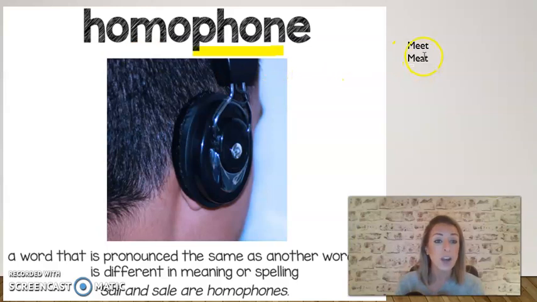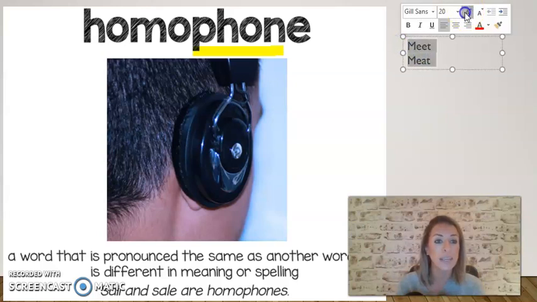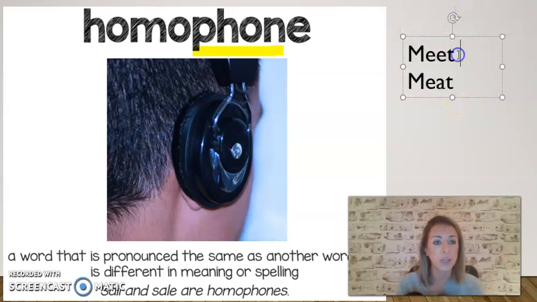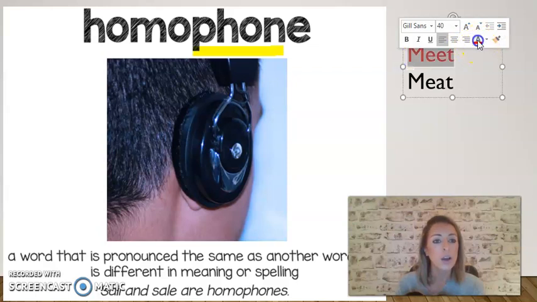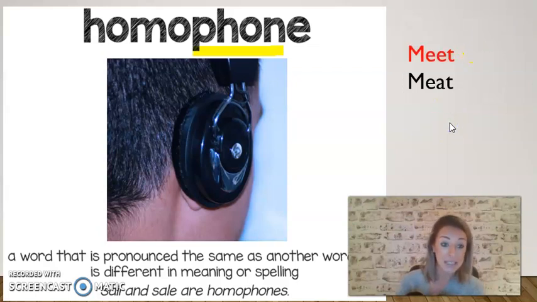Now, you can see up here that I've written the word meat. There are 2 different ways of spelling the word meat. I'm going to make it slightly bigger for you. So, the red meet here at the top with double E in it, that is when people meet up. They might meet some friends in the park. So that has got a double E.